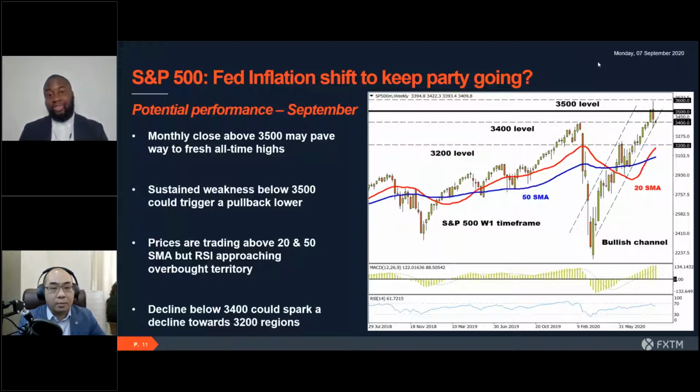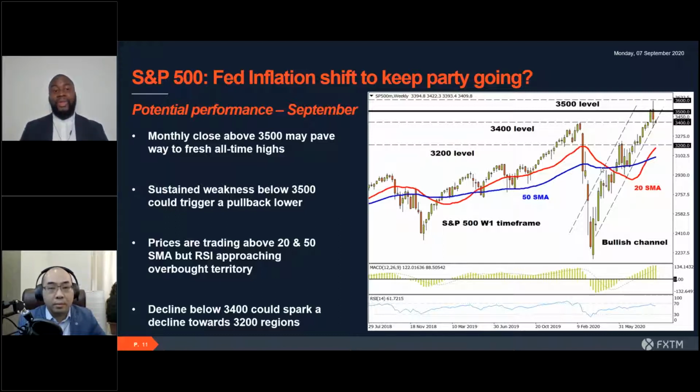I've got some key levels of interest: the 3,500 level, 3,400 and 3,200. A monthly close above that 3,500 technically may encourage an incline higher to fresh all-time highs. Sustained weakness below that 3,500 level could encourage a decline, a pullback lower. As everybody's been saying, the brutal decline we saw, especially at the end of last week, was a healthy pullback, and sustained weakness below that 3,500 level could actually encourage a deeper pullback in the short to medium term before we see a potential move higher.